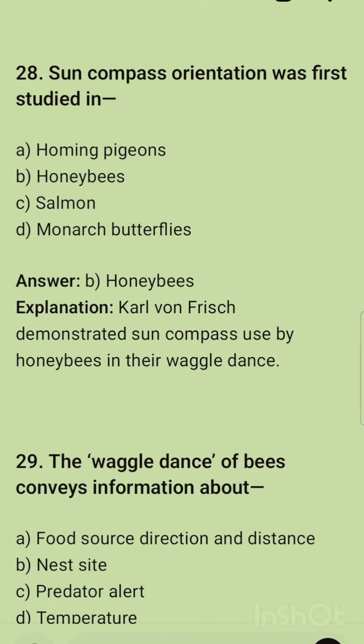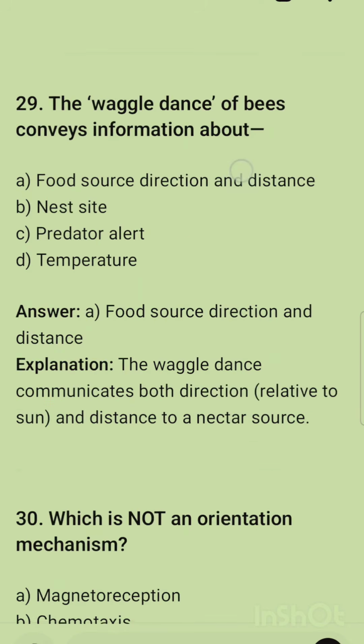28th question is sun compass orientation was first studied in. It was first studied in honeybees, and this was studied by K.V. Frisch. He demonstrated sun compass used by honeybees in their waggle dance.